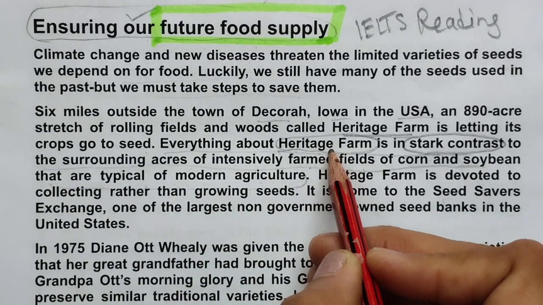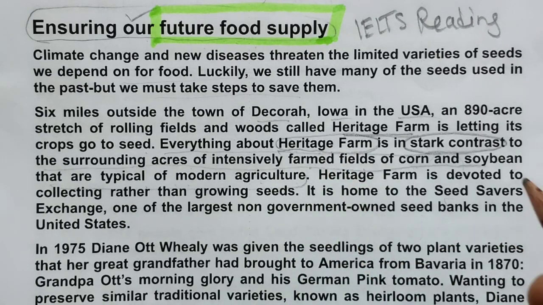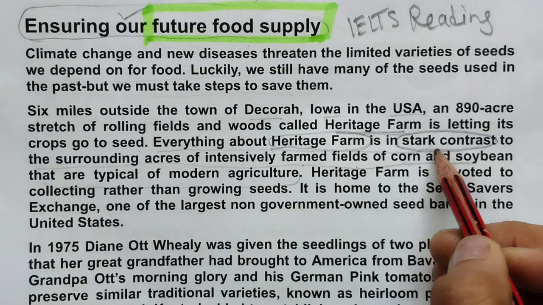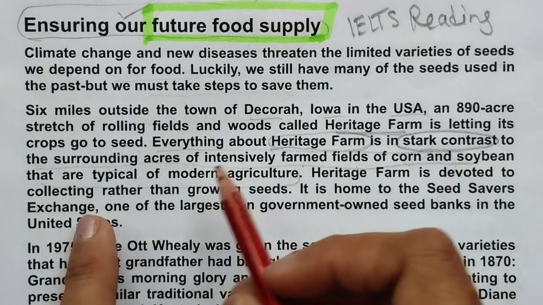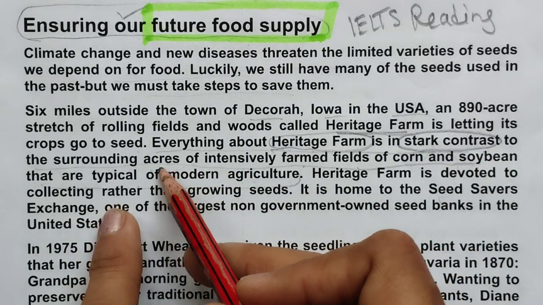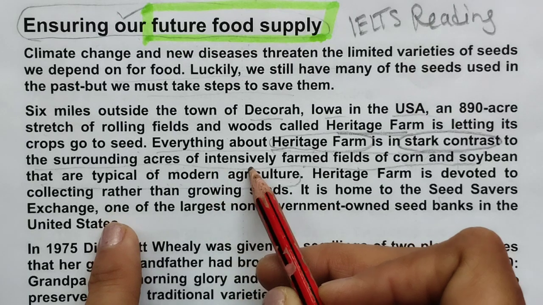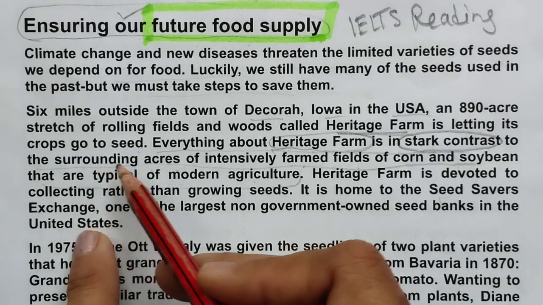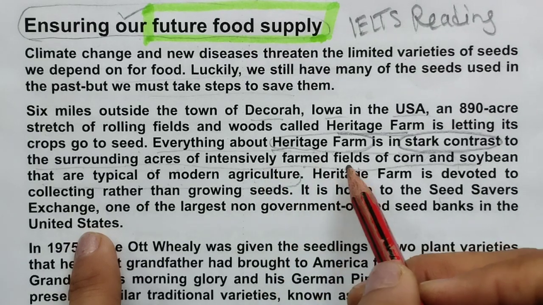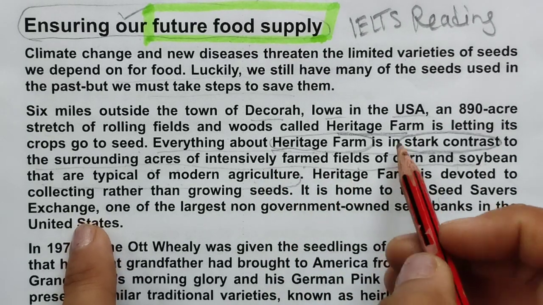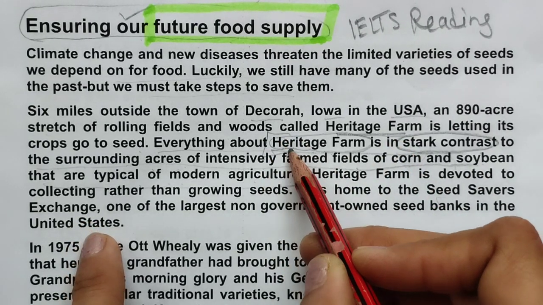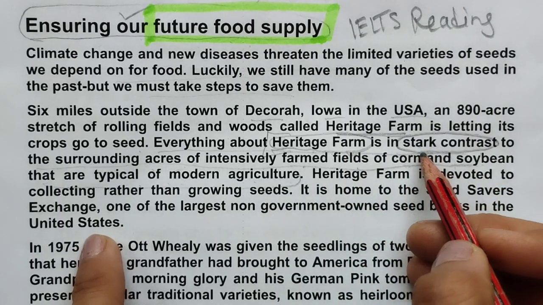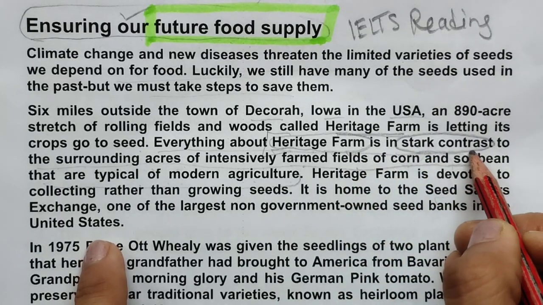So they are talking about Heritage Farm also, and they are saying that Heritage Farm is in stark contrast to surrounding acres of. So directly they have not given nearby farms. So paraphrasing kind of thing they have done, to the surrounding acres of intensively farmed fields of corn and soybean. So basically our main aim was to find whether the heritage farm is in the same style or is in the contrast style. That we have got our answer.